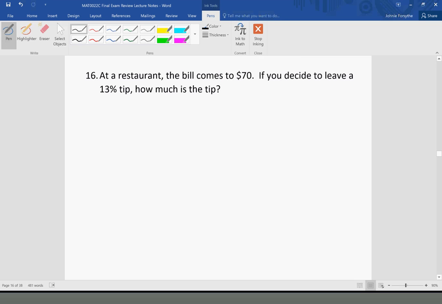Okay. At a restaurant, the bill comes up to $70. If you decide to leave a 13% tip, how much is the tip?